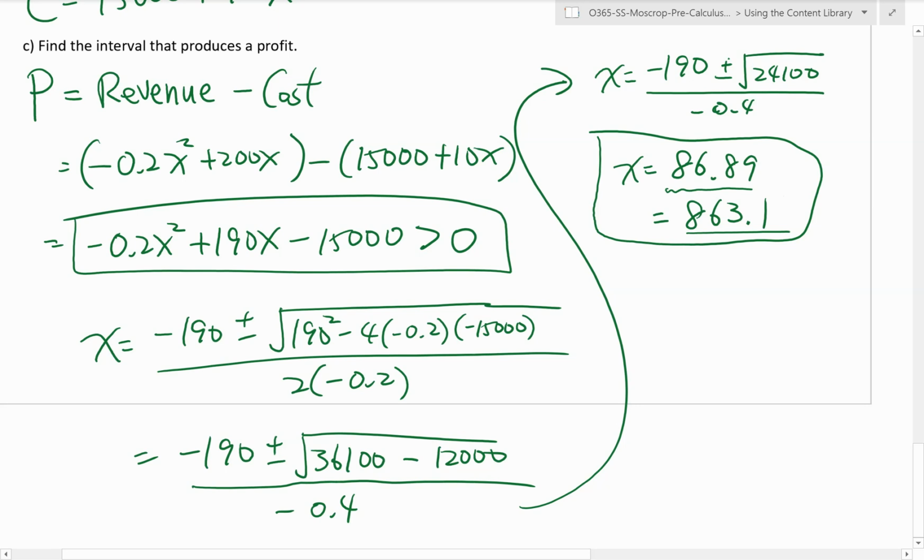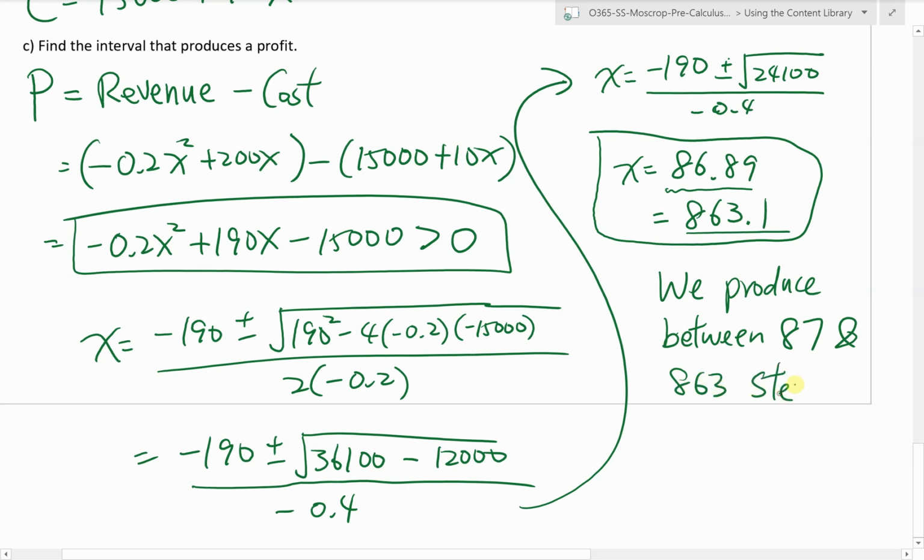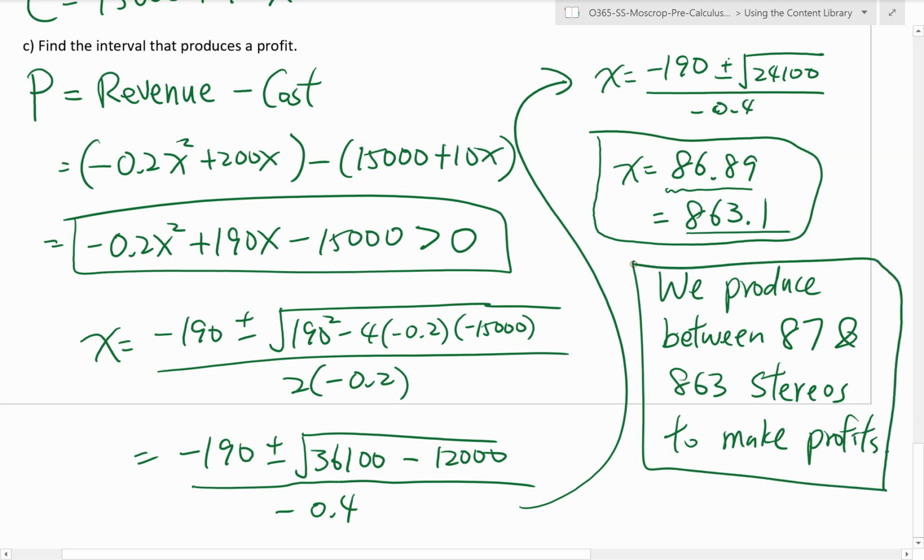So to make a profit, we need to produce between 87 and 863 stereos to make profits. Okay, that is it. Hopefully that was okay.